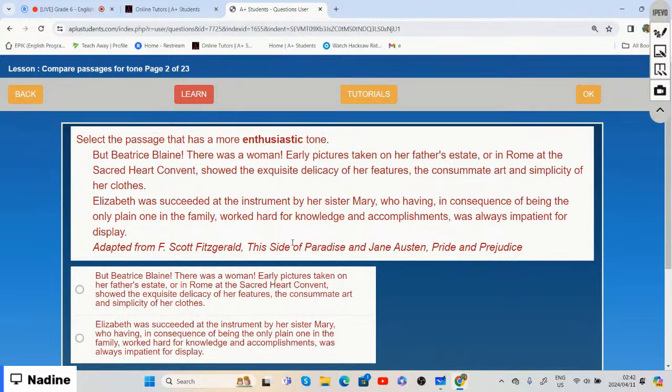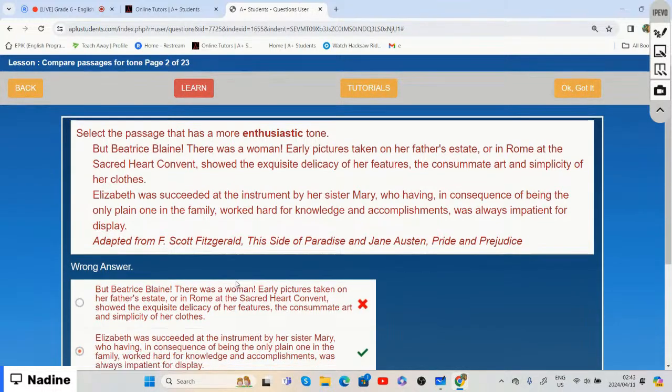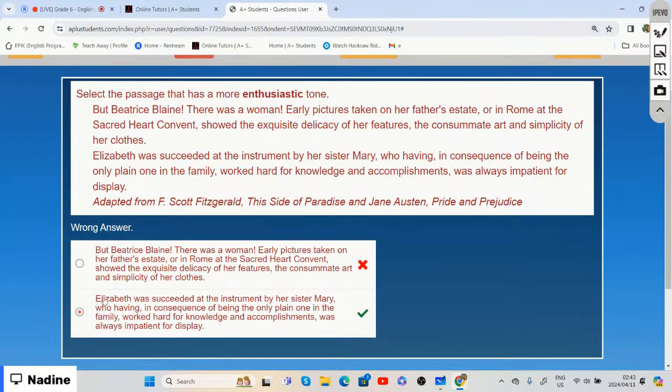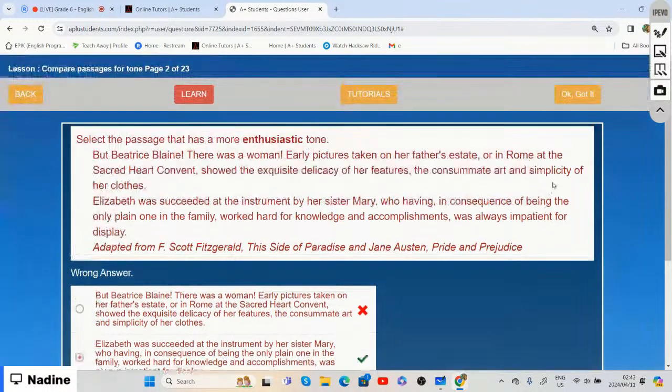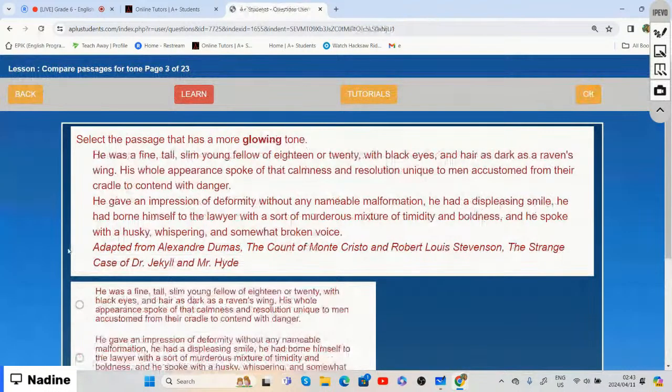All right. So we need to say which one is more enthusiastic. Let's go with the first one, because it shows the exclamation marks. Or, oh, it's the second one, where it says Elizabeth was succeeded at the instrument by her sister Mary, who having, in consequence of being the only plain one in the family. All right, let's go to something that has more of a glowing tone.